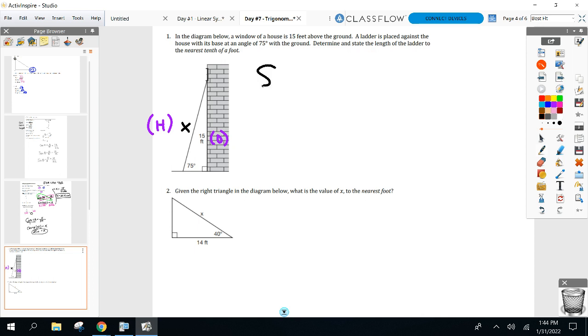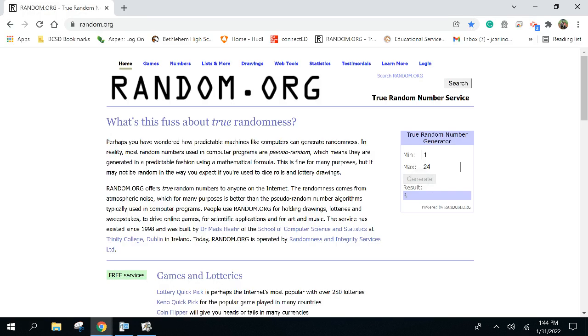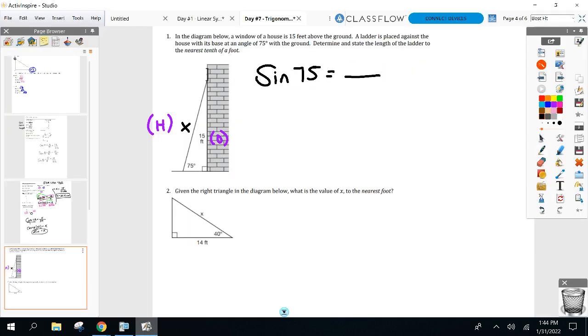Sine. Good work. Sine of the angle 75 equals, what's going to go on the right side now? SOHCAHTOA. O over H. Yep. Go ahead, fill in the values now for me. It's all right. 15 over X. You weren't wrong. 15 over X. Good.